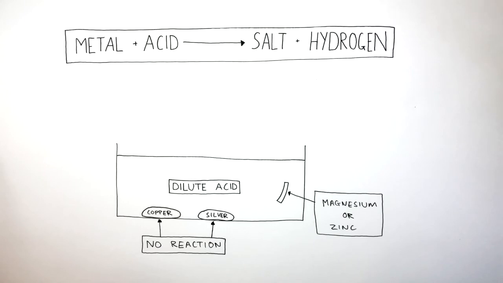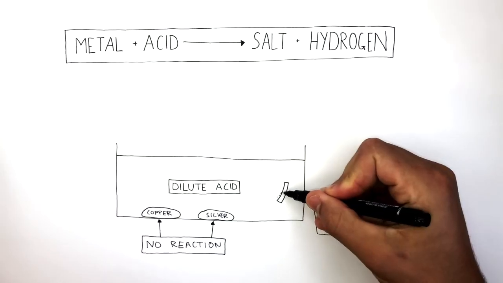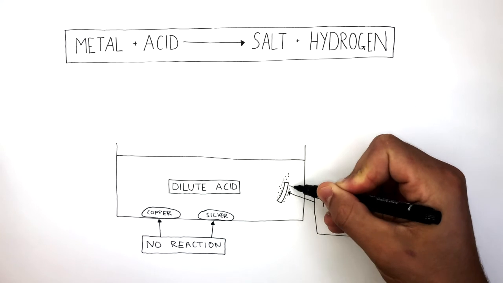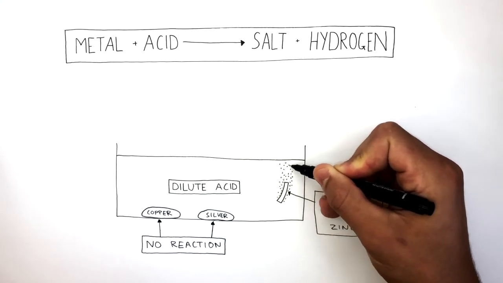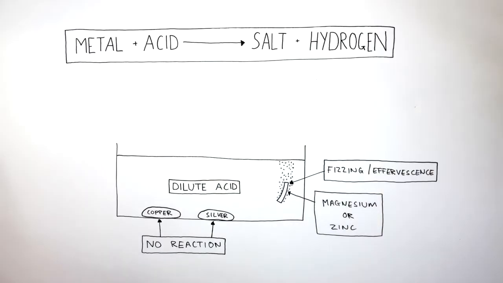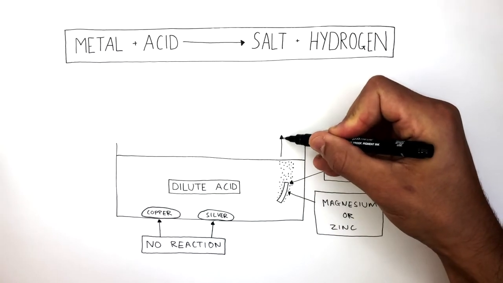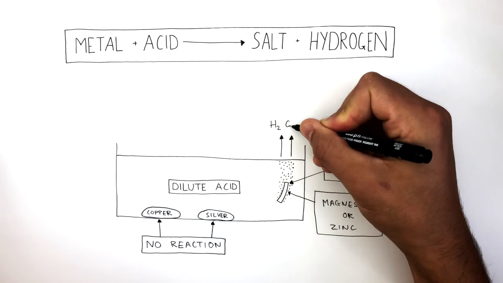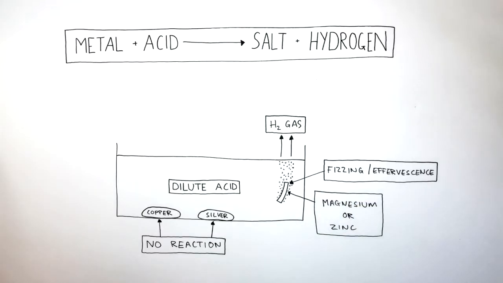Now this piece of metal represents magnesium or zinc, and because magnesium and zinc are both more reactive than hydrogen, magnesium or zinc reacts with an acid. So these bubbles represent hydrogen gas being given off. So if you ever see fizzing or effervescence, this is due to a gas being given off. And in this case, H2 gas is the gas being produced because a metal is reacting with an acid, where hydrogen gas is always produced.